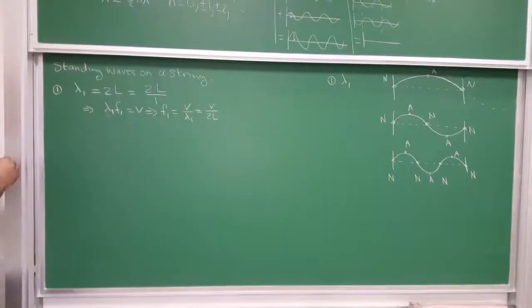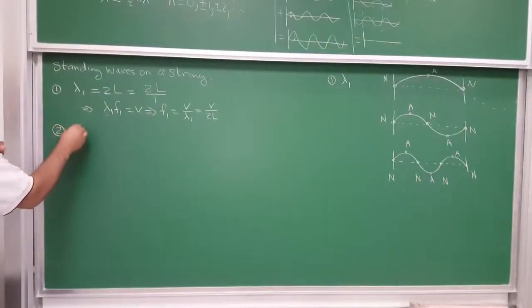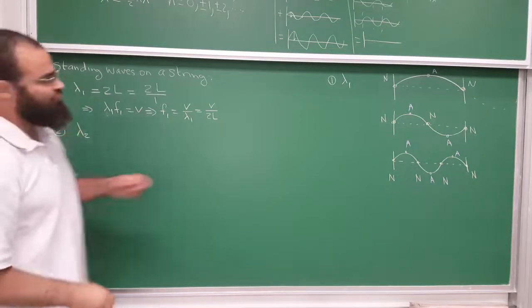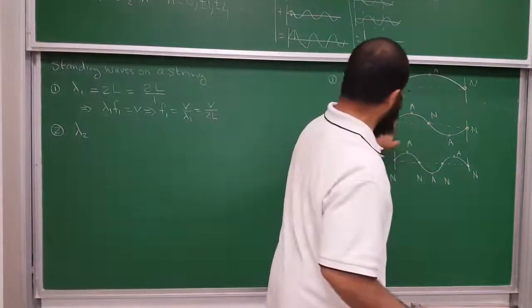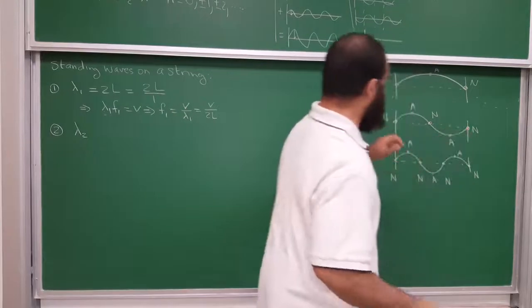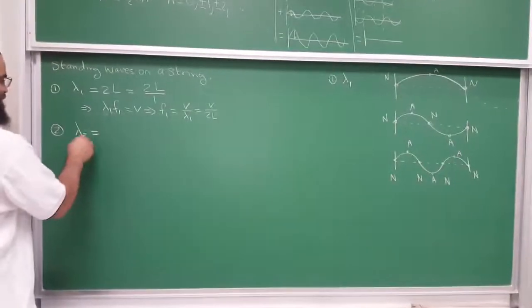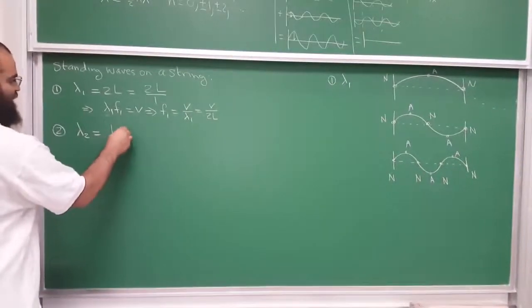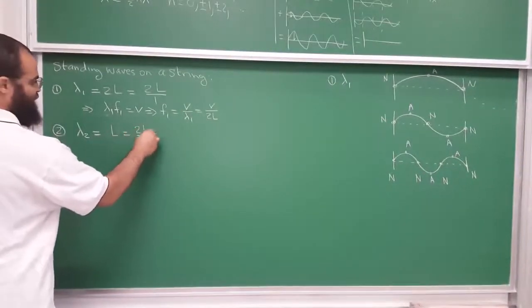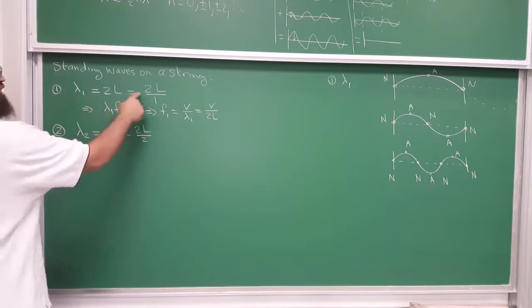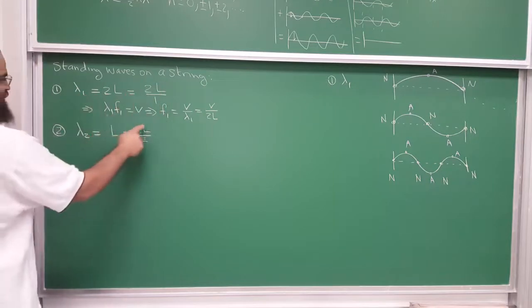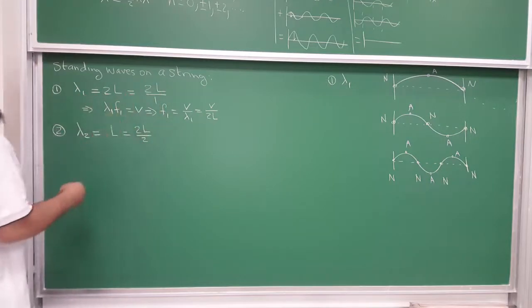All right, let's get the second one and see what we have. For the second one, let me call it lambda 2, this one. So this is one wavelength. I fit an entire wavelength within a length L, so the wavelength itself, lambda 2, will equal L. This is the same as 2L divided by 2. You see, lambda 1 was 2L over 1, lambda 2 is 2L over 2, and we will see that this will go on.